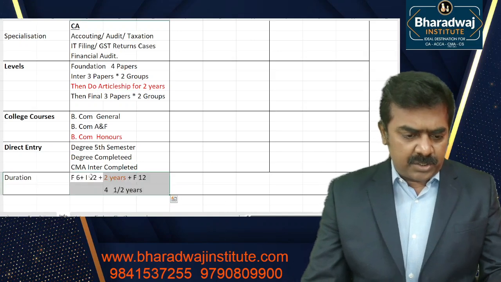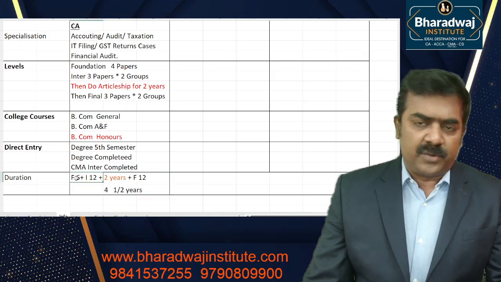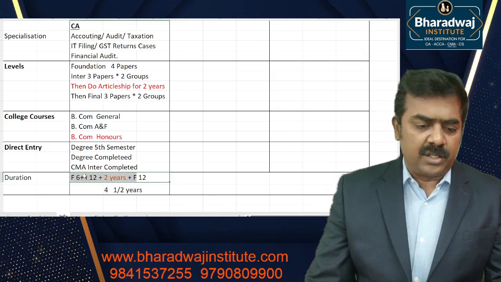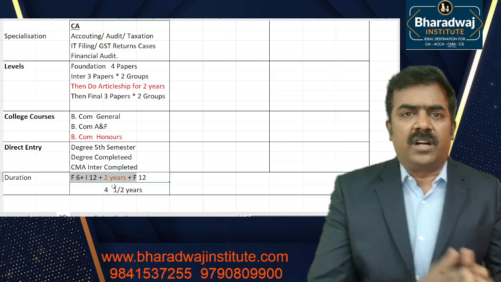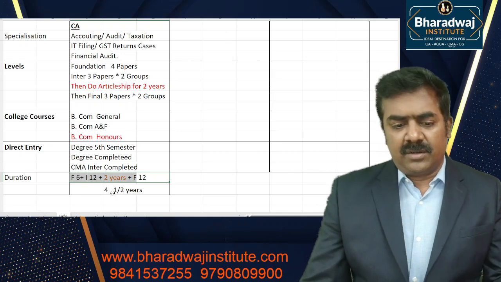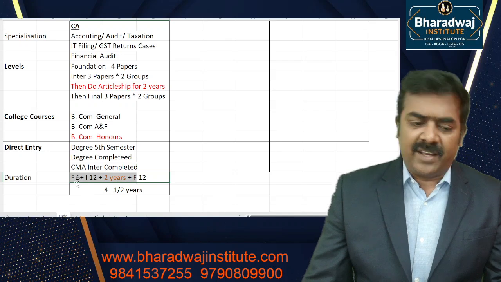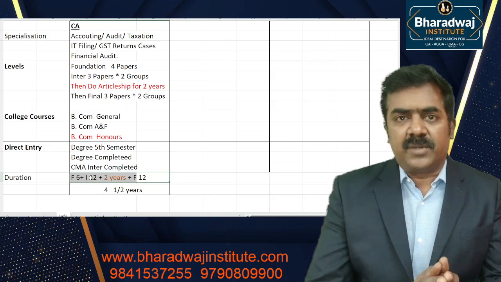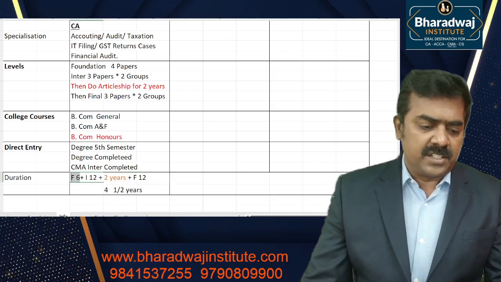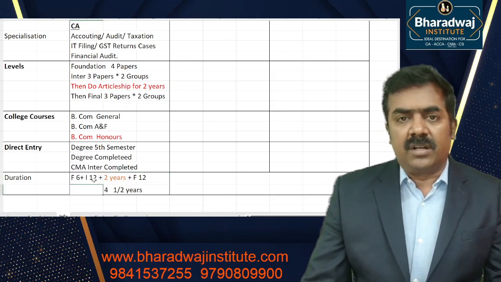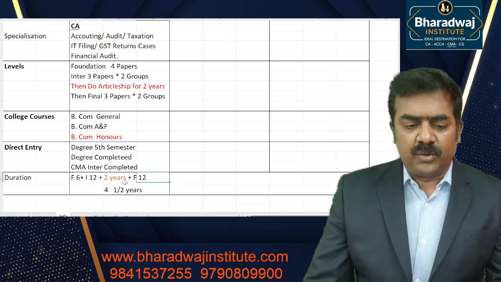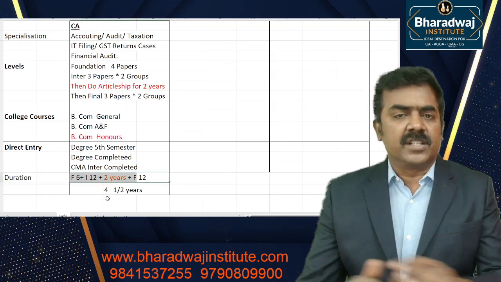Then what will be the duration? If you start from foundation, 6 months, inter 12 months, 2 years of articleship, final another 12 months. It takes 4 to 4.5 years of journey to complete a CA course. If you complete your graduation and start your CA journey, it will take 4 years because the foundation 6 months will be eliminated. You learn for inter, write your exams, go for your articleship, then go for the final exam. It will take about 4 years.